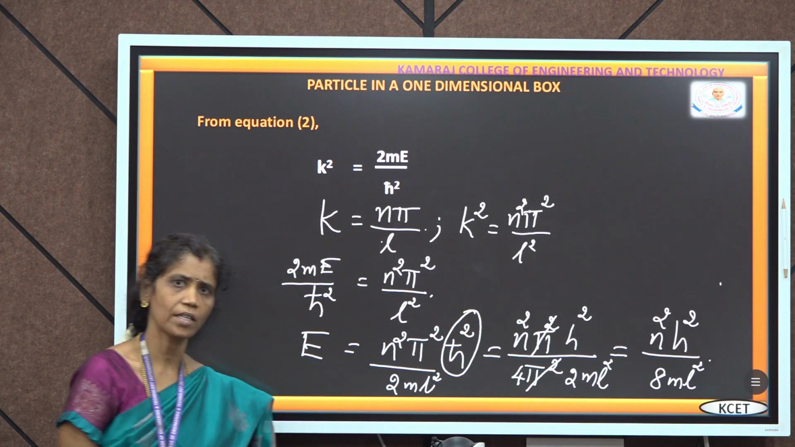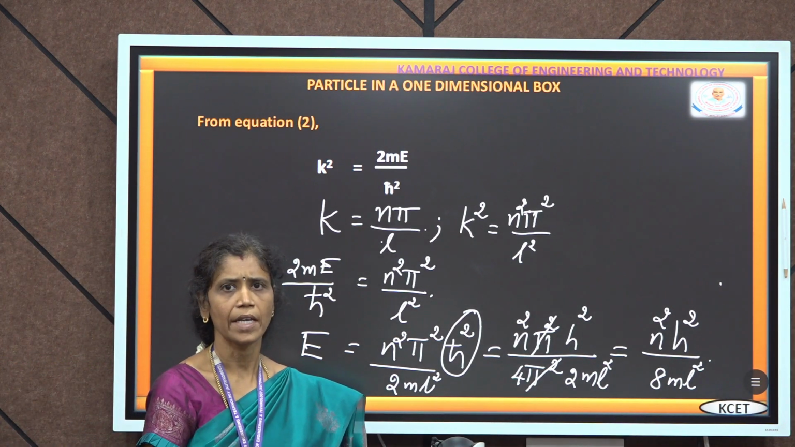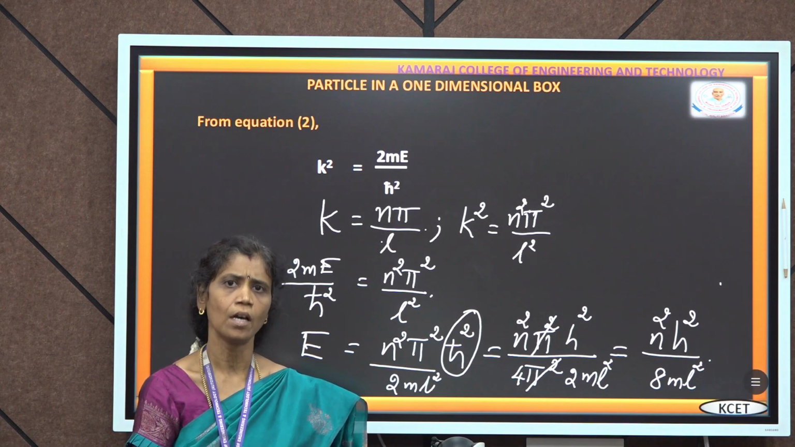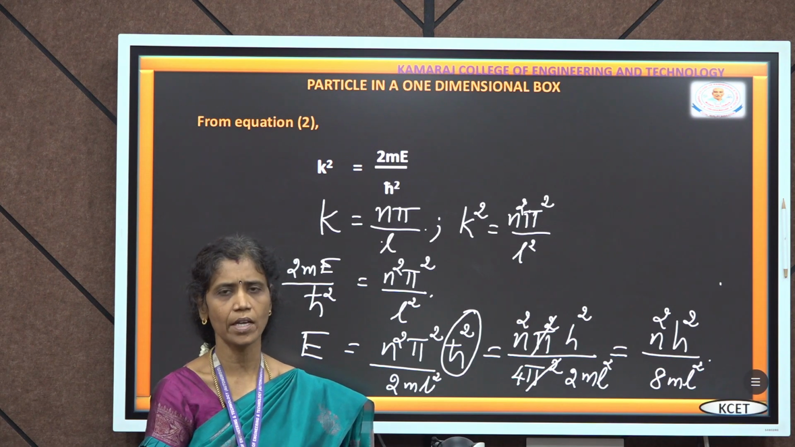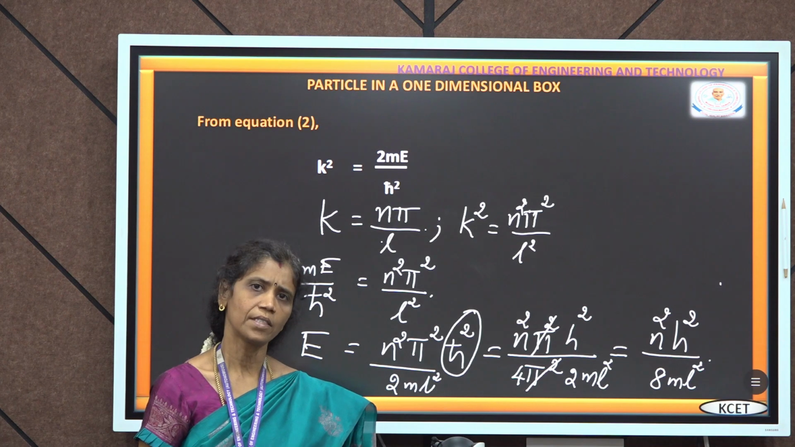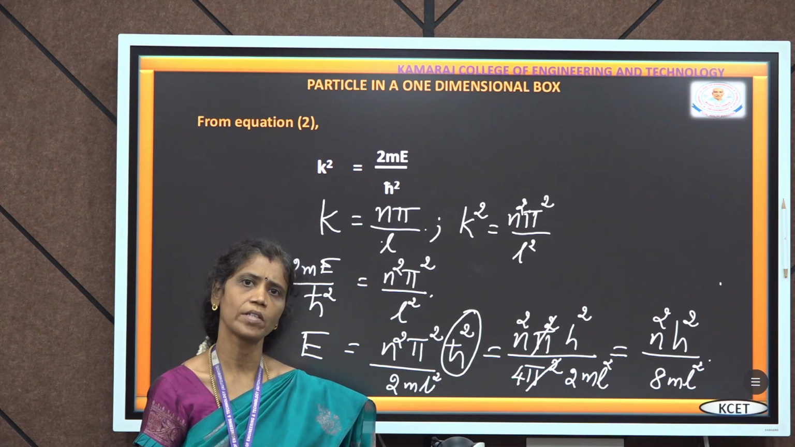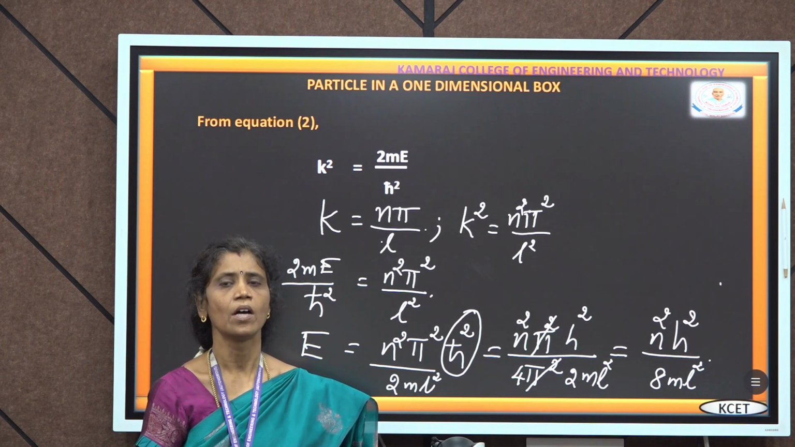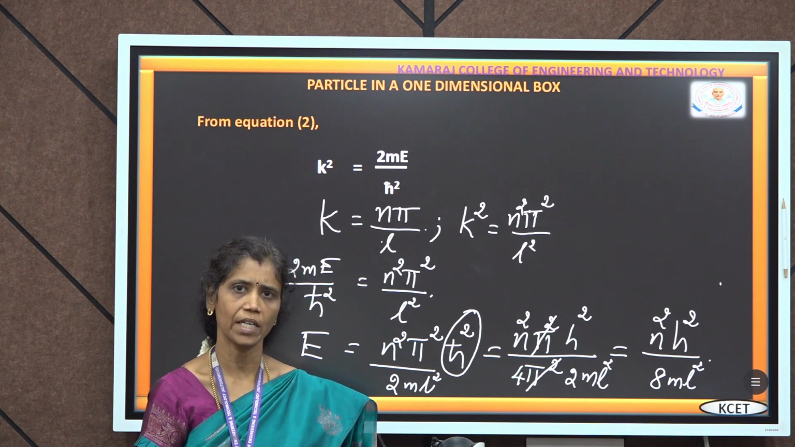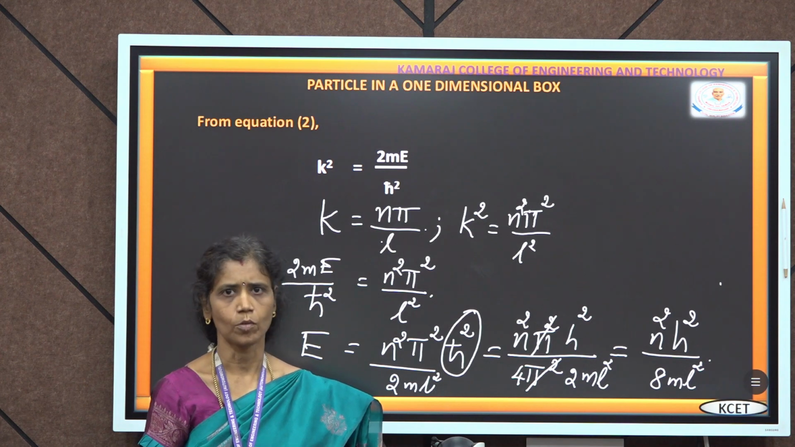Finally, we obtained the energy of the particle in the one dimensional box, that is E is equal to n square h square divided by 8m L square. This is the energy of the particle in the one dimensional box. This energy value is termed as eigenvalue.